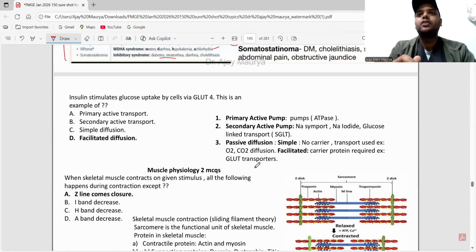See, all the GLUT transporters are what? Example, facilitated diffusion. Simple transport usually is oxygen and CO2 diffusion. It is a simple passive diffusion. Secondary, what? Secondary active transport: all are sodium symport, sodium iodide, all are secondary active pumps, all the SGLT2. And all the ATPase pumps are examples of primary active pumps. Okay.